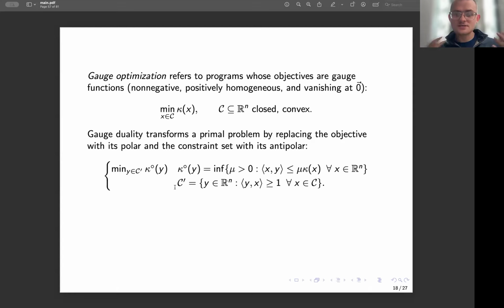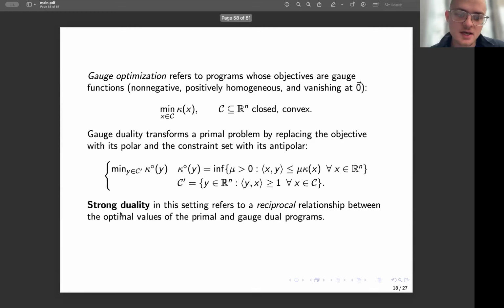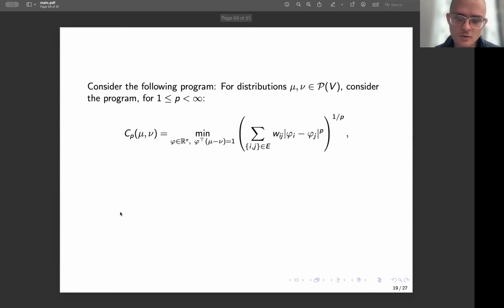So having said that, we have a way to talk about a primal problem up here, and we can obtain its dual problem by defining it like this. And in this setting, strong duality refers to not equality of the optimal values of the primal and dual problems, but reciprocality. So these programs satisfy reciprocality in their optimal values as long as strong duality holds. In this setting, strong duality will hold because our objective functions and our constraint sets are quite well behaved.